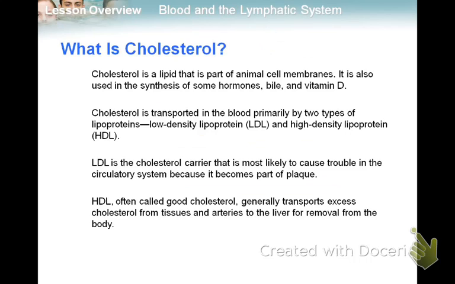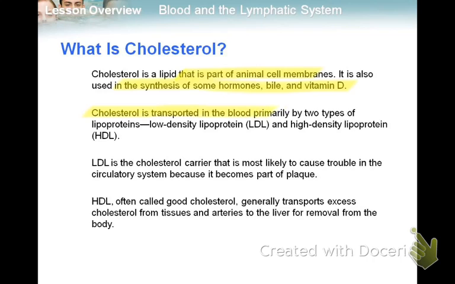Cholesterol was mentioned in the table on the previous slide. It's a lipid that is part of animal cell membranes. It's a necessary thing. We hear cholesterol in a bad light, but it has to be there. It also helps synthesize hormones, bile, and vitamin D.